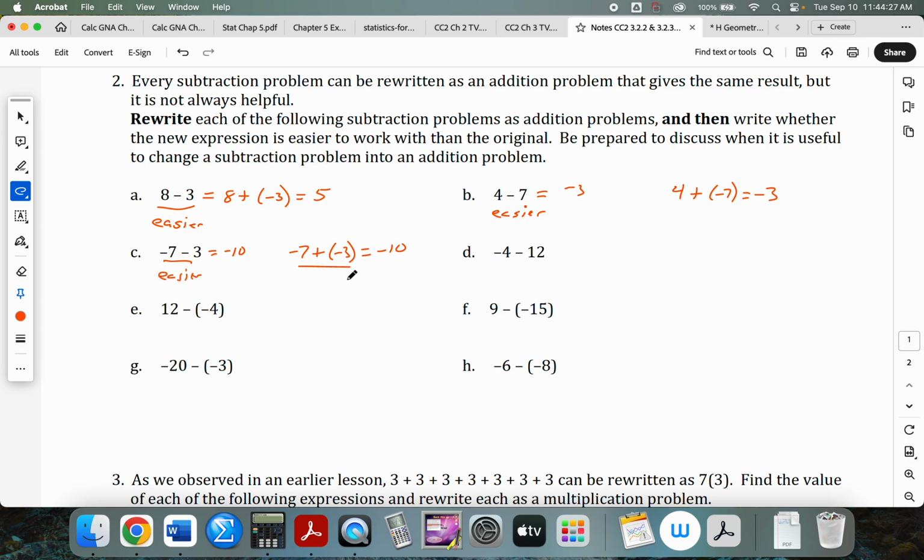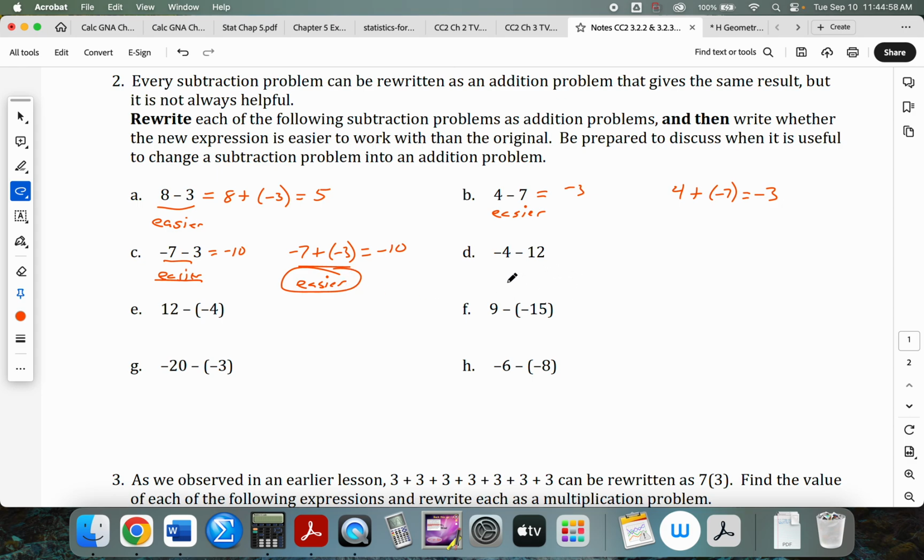Does anyone think this one's easier? Well, I think absolutely this one is easier. If I'm asked to add two negatives together, they're both the same. I'm just adding them. Is this one hard? No. But I would definitely say this one is the easier of the two. You're just adding two things that are alike together. Is it really necessary? No.